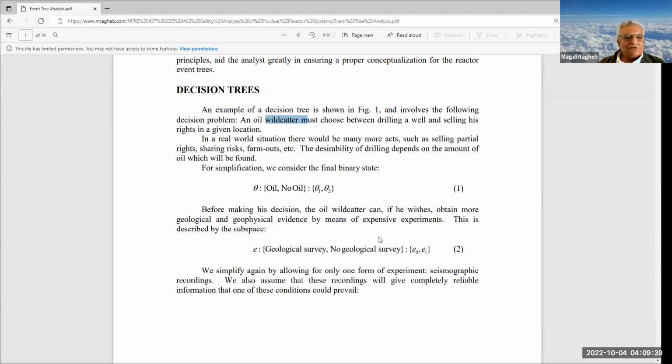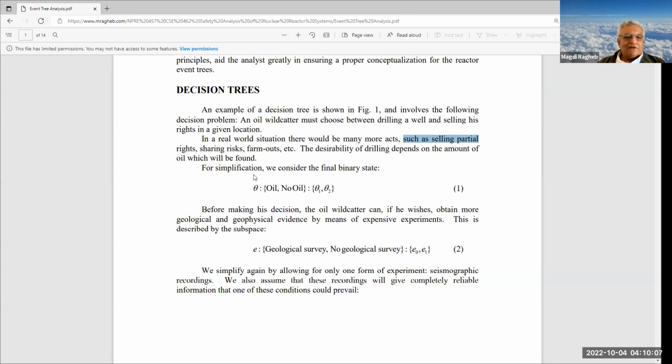So the wildcatter, in that case, has to take different decisions in the process of drilling and producing oil in general. In the real world, you'll find that it's a process that includes lots of art: the negotiations, selling partial rights, selling royalties maybe, to get permission from a landowner or a farmer to drill on his land for oil and so on.